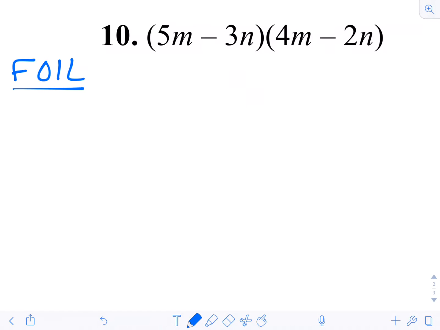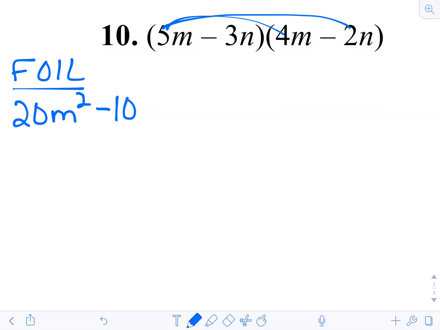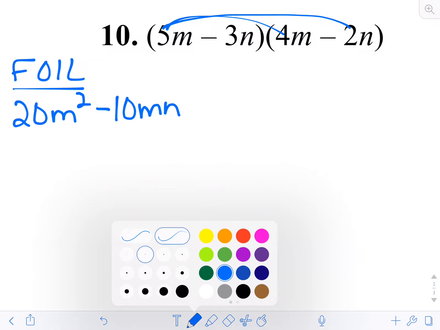So you have the first part and the outer. So 5 times 4 is 20. M times m is m squared. 5 times negative 2 is negative 10. M times n is just mn.